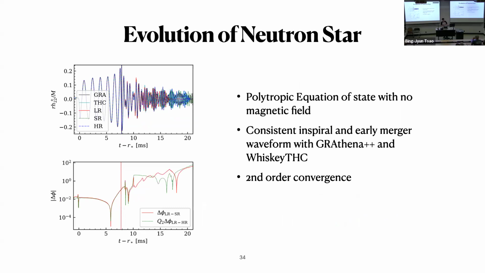Okay, and so furthermore, we do a binary neutron star evolution. So these are with a polytropic equation of state and no magnetic fields. And we are comparing with some previous runs with WhiskyTHC as well as GRAthena. So in the waveform, we are running at 3 different resolutions, and on the top panel, which is the strain from fixed frequency integration, we are seeing consistency between all these codes.